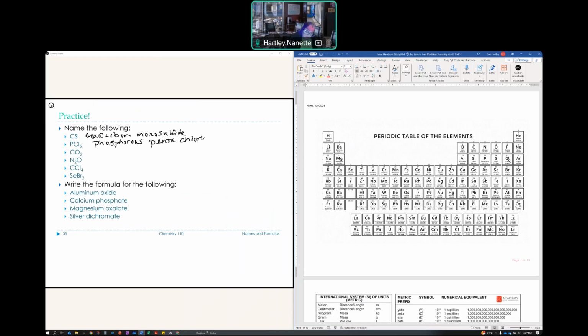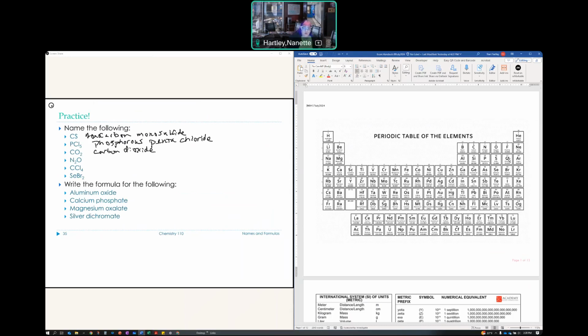Fluoride. So penta for 5. CO2. Now, remember C is carbon. And again, it can be monocarbon, but we don't have to. Carbon, oxygen is oxide, and there are 2 of them, so it's di.